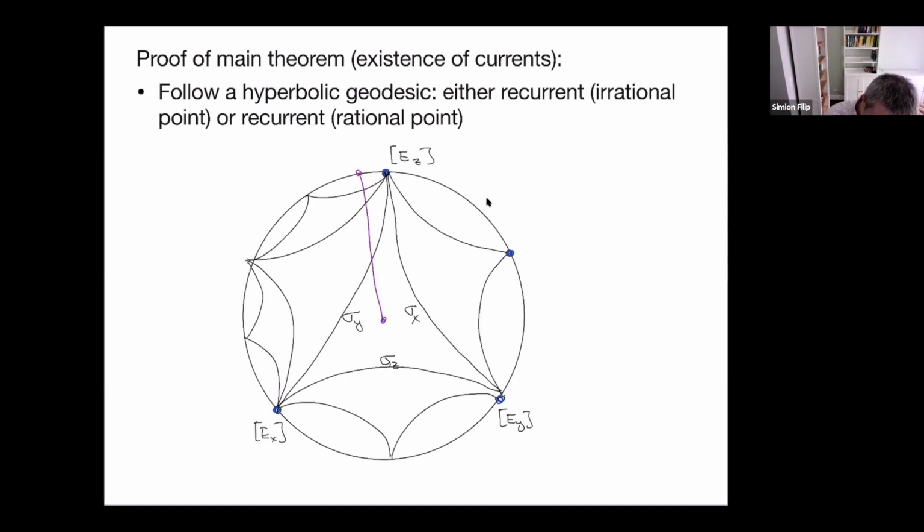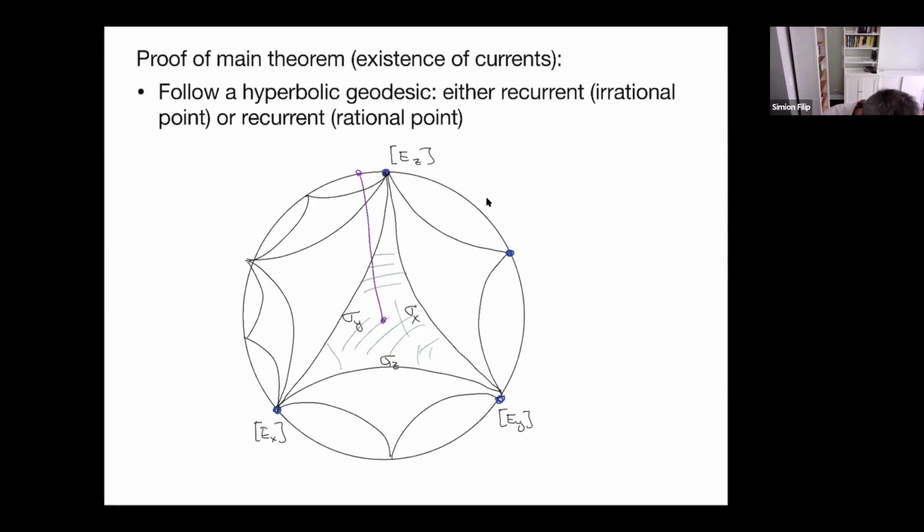Either this geodesic will be recurrent, meaning that infinitely often it will come back to some fixed compact set in this fundamental domain. So I can take my fundamental domain here, and I can take some compact set, and I can take its orbit under the automorphism group. And this purple, there are two possibilities. Either this purple geodesic will come back infinitely often into one of these green regions in this fundamental domain, or it will not. So if it does not, then it has to go to a rational boundary point.